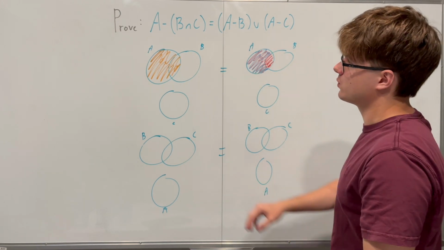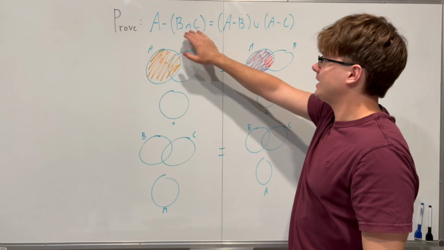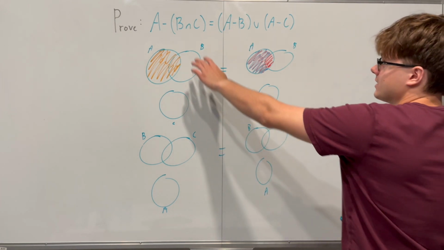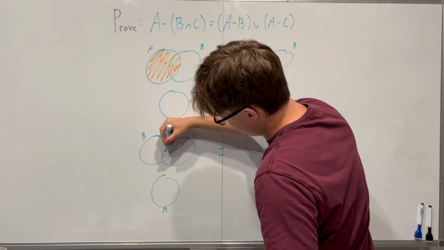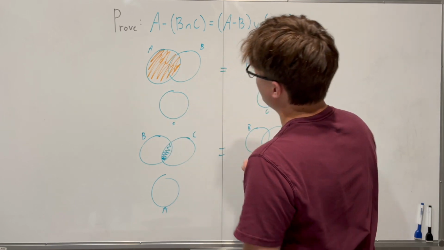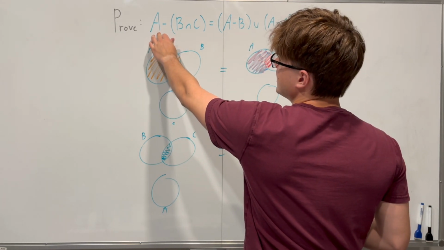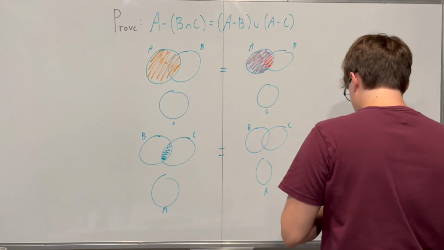What about this bottom case? What if our A doesn't share anything in common with these? Well, what do we find? A intersect with B is going to be this region right here. And then we're going to say, let's take everything in A that's not going to be in this shaded region.